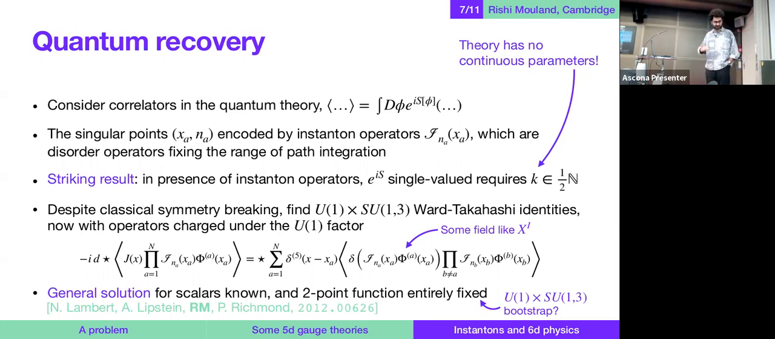Now, like I said, classical symmetry is broken, but you can still recover symmetry in the quantum theory. And you can play the usual tricks in deriving Ward identities with a few shufflings around, and you get, I've written a Ward-Takahashi identity here, but it's really just of the normal form, for U(1) cross SU(1,3). But the important thing here is now I have things charged under this U(1). And so I have things which have Kaluza-Klein momentum on this interval. I should briefly say the general solution for scalar operators for these Ward-Takahashi identities is known. We found it last year. And in particular, the 2-point function is totally fixed.